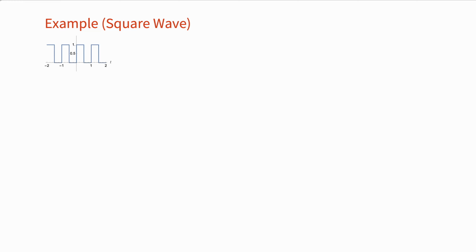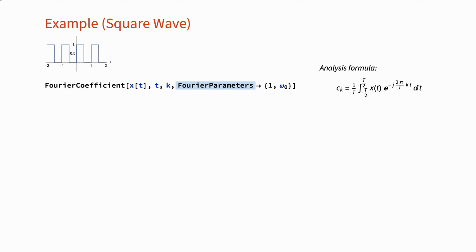Now that we have the definition and the condition for existence of the Fourier series, let's look at an example where we would like to obtain the Fourier coefficients of the square wave shown here. Using the Wolfram language, the Fourier coefficient function can be used to obtain the Fourier series coefficients. The Fourier parameters option is used to match the analysis formula as we defined it here.